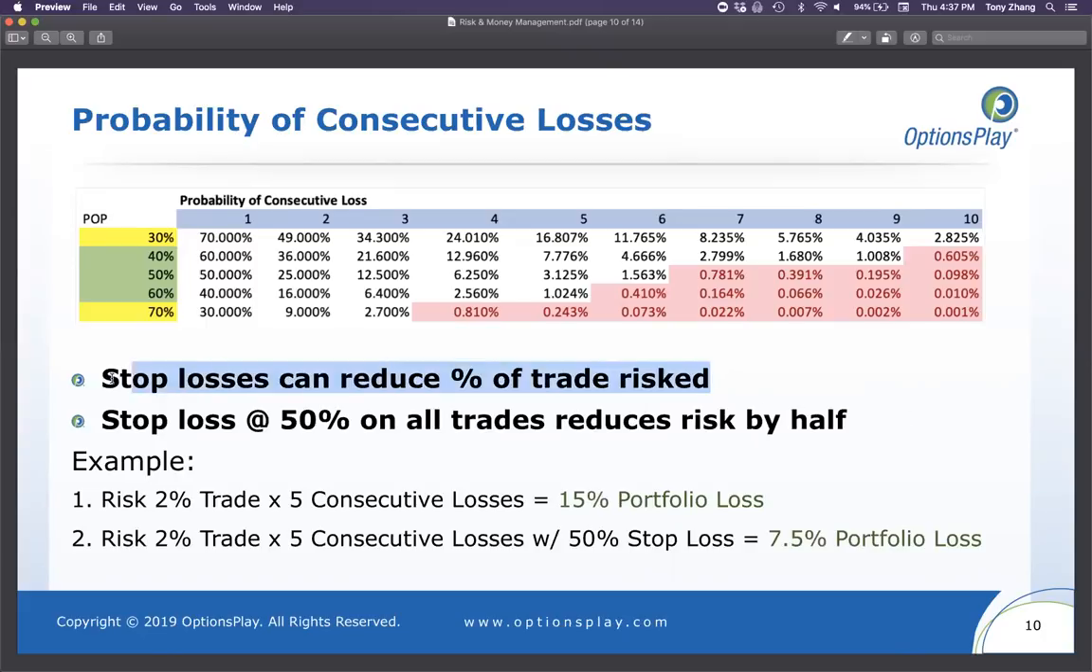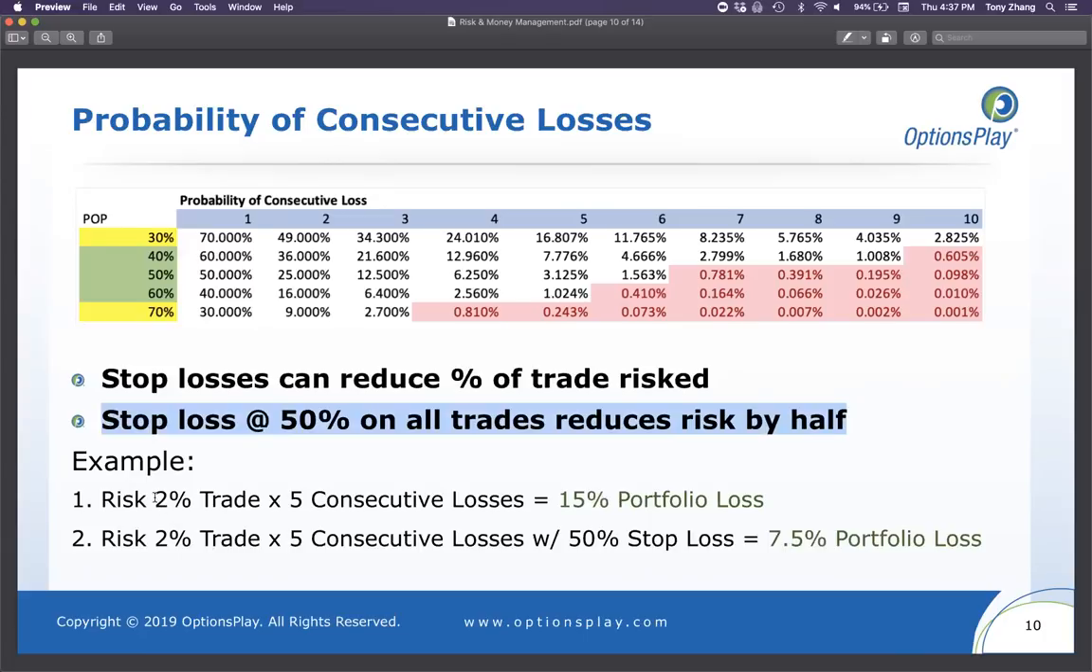So the stop loss can reduce the dollar amount that you're risking per trade. So for example, if you have a stop loss of 50% on all trades, it does reduce your risk by half. That is an easy way, or one of the better ways to vastly reduce your risk.